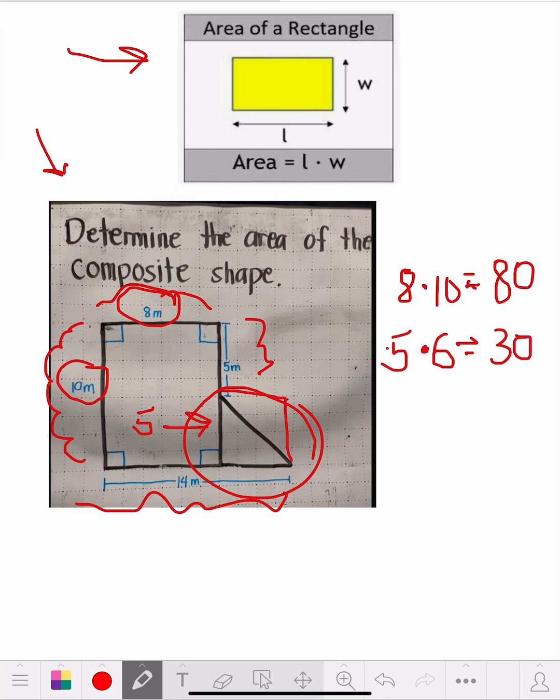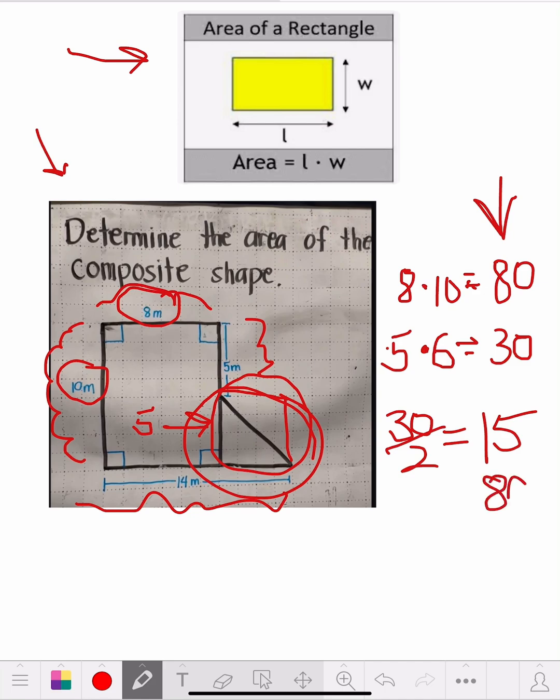But there's a catch. That's 30 for this whole thing here, and we only have half of that, so it's 30 divided by 2, because we only got half, which equals 15. So the small rectangle is 15. The big rectangle is 80, so let's add these together. 80 and 15 is 95.